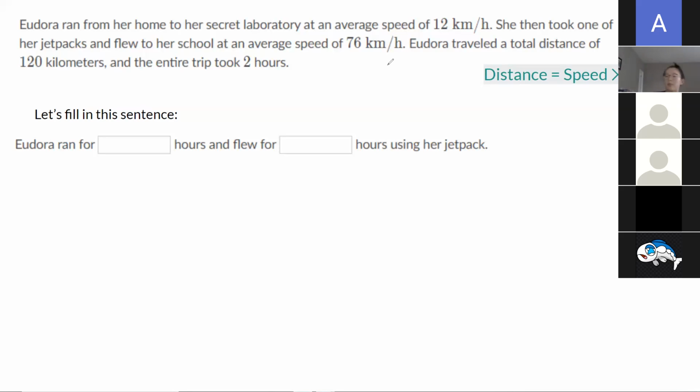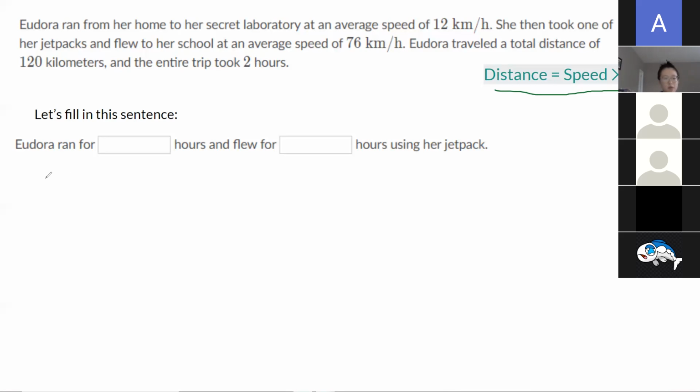Okay, so before I ask one of you guys to help me solve it, I want to jump back to this equation, distance equals speed times time. I'm not sure if any of you guys have ever been exposed to this equation, but I want to go over it before we start with the system.